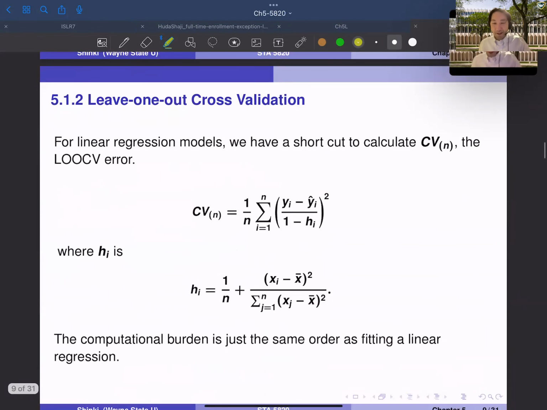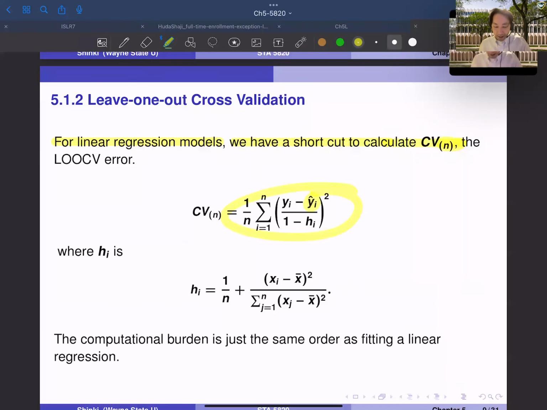Yeah, so 1,000 times. So that's a lot of time. For linear regression, which is a very algebraically easy, simple model, we actually have a shortcut to calculate the leave-one-out cross-validated error. And actually, it can be calculated as this. So this is very simple.